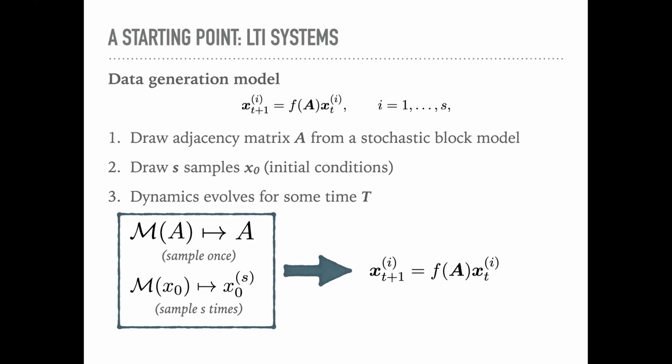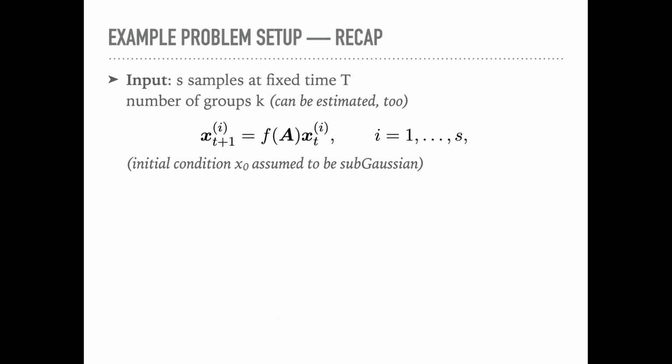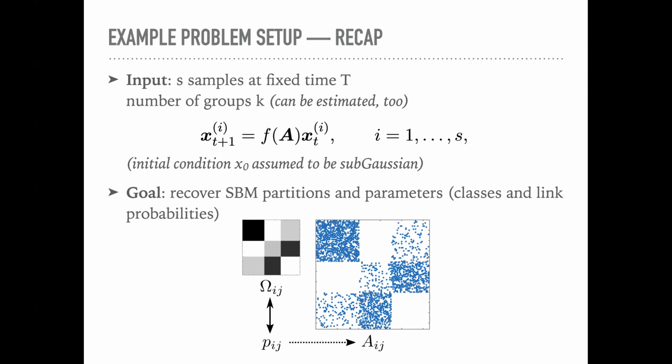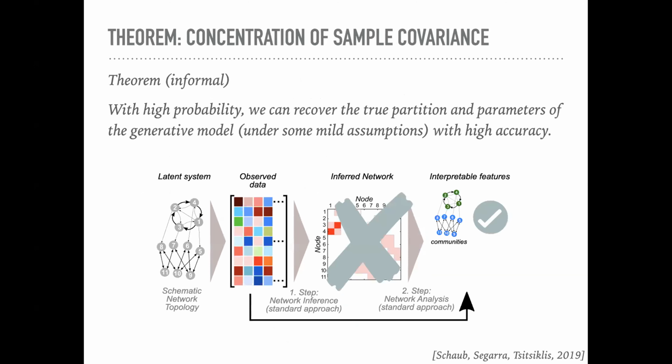I hope that's clear. So here's the recap, right? We get S samples sampled at a fixed time t. We know the number of groups k, and the model was as I just described. Our goal is to get the partitions and the parameters back. Right. And here we go. Out of the hat comes the white rabbit. We can do it. And in particular, we can prove the following theorem.